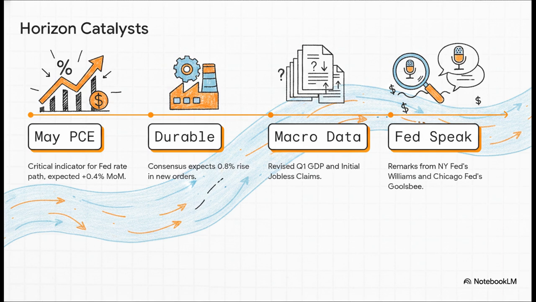And we'll get corporate earnings from transport and consumer companies to give us some real ground truth data. After that, we hit the big macro releases, revised Q1 GDP and initial jobless claims. And wrapping it all up, we'll get direct Fed speak from the NY Fed's Williams and Chicago Fed's Goolsbee. Those remarks are going to contextualize all of this data and really signal the market's next move.